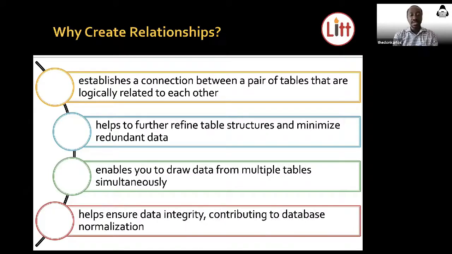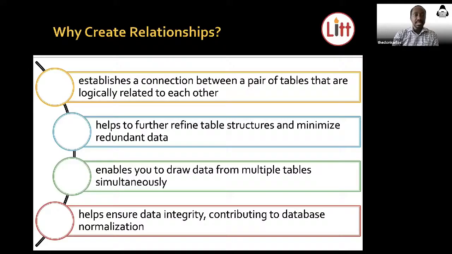Then the last one, it helps ensure data integrity, which contributes very much to database normalization. Normalization helps you to produce a quality data set or quality database. And it is the relationship that ensures this data integrity among the various entities that are storing the data. So if you're able to connect your entities well, you would ensure that your data is of good integrity, and that would flow over to the normalization process, which will ensure that your data set is of a good normalization.